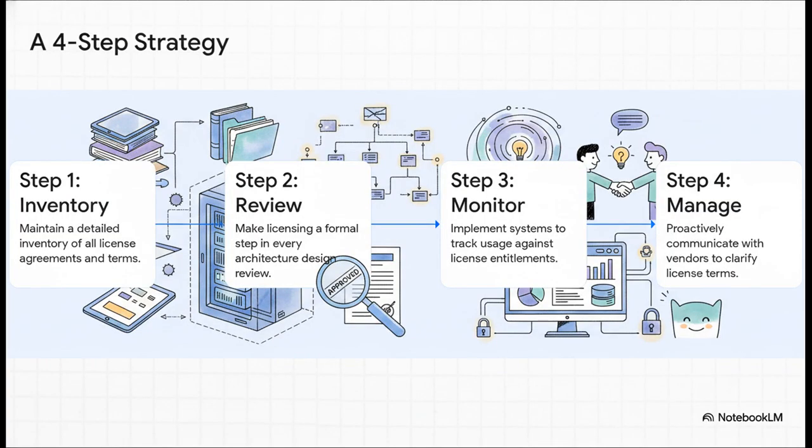Here's a clear 4-step game plan. First, build and maintain a complete inventory of every license and all their terms. Know what you own. Second, make licensing a mandatory checkpoint in your architecture design process. No design gets approved without a license review. Third, get some tools in place to actively monitor who is using what and compare that against what you're actually allowed to use. And finally, manage your vendor relationships. Talk to them, clarify terms, and find opportunities before they become problems.